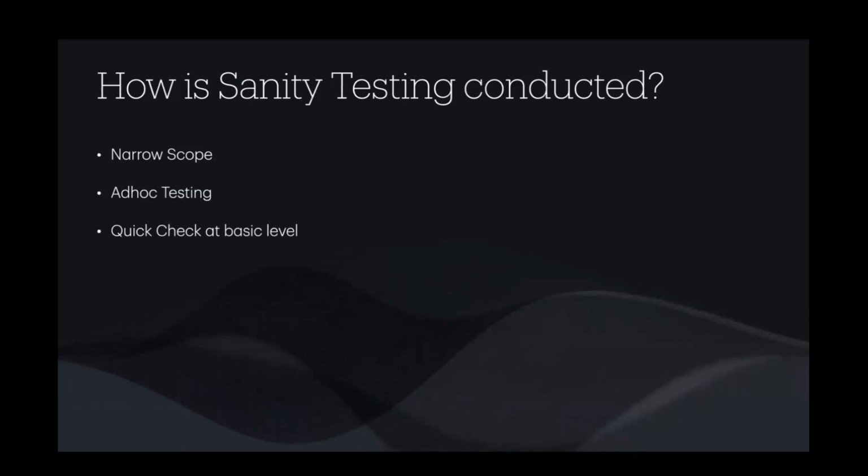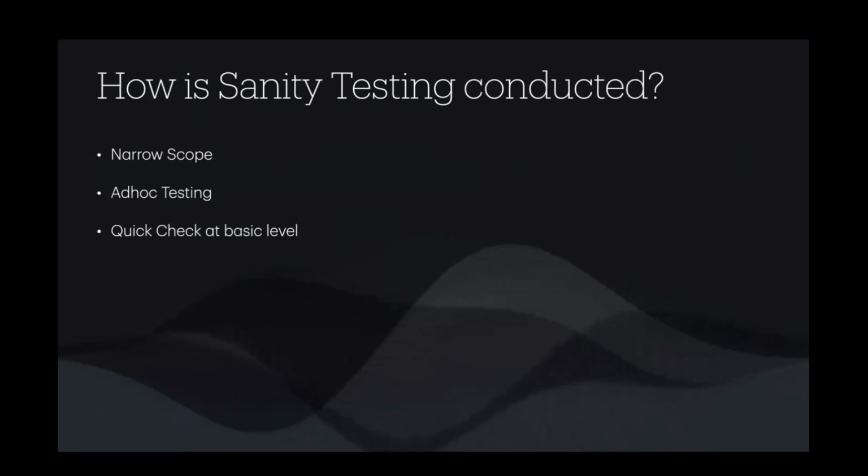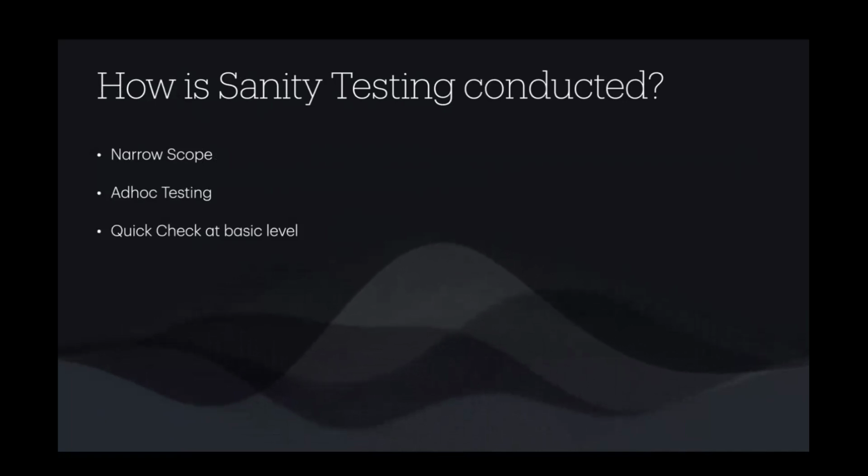How is sanity testing conducted? The basic idea behind sanity testing is to get confidence in the build before testing other functional and non-functional tests. Sanity testing is conducted with narrow scope. Narrow scope meaning checking only the specific functionality, verifying the bug fix or configuration or environment related changes.